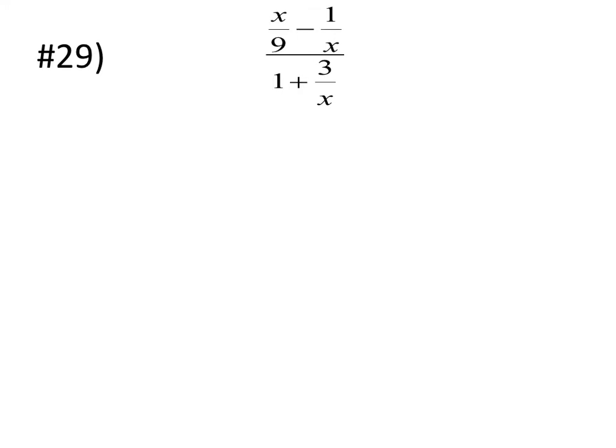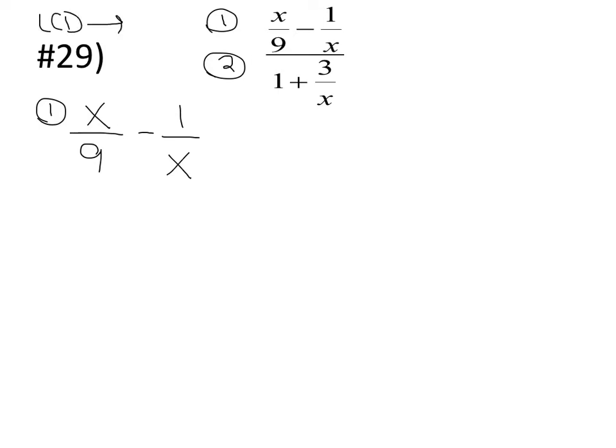All right. Now 29, we're actually going to have to do something for the numerator and for the denominator. So let's start with the numerator. x over 9 minus 1 over x. We need to find the LCD. So you need a 9 represented in the LCD. You also need an x represented in the LCD. So our LCD is going to be 9x.